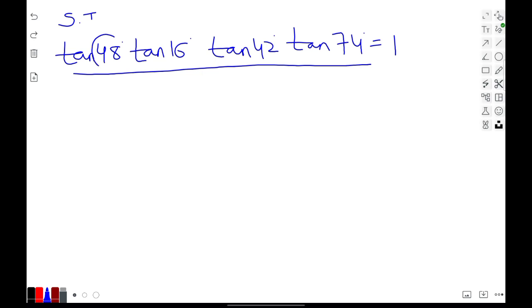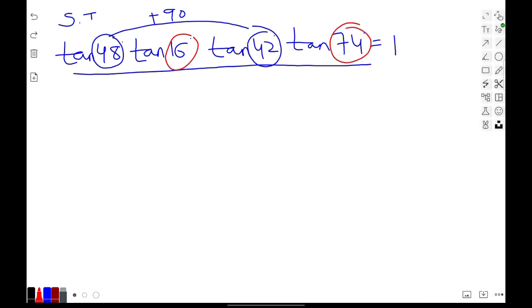What is the complementary angle for 48? That is 42, right? 48 plus 42 is 90. In the same way, the complementary angle for 16 is 74, since 16 plus 74 is 90. So change any one: if you want to change 48 then don't change 42, and if you want to convert 16 then don't convert 74.